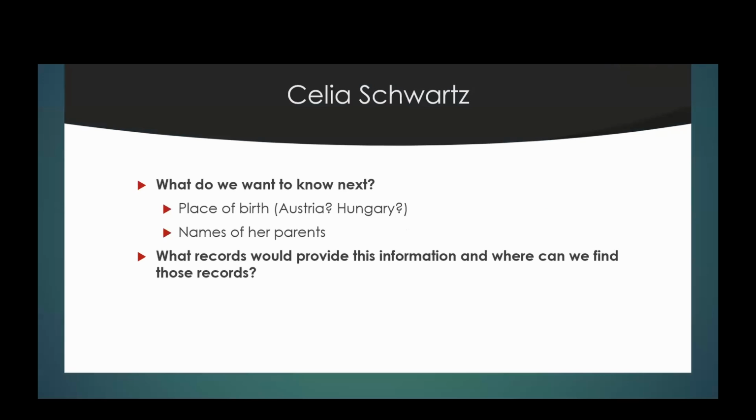So genealogical research really should proceed from the known to the unknown, from the most recent to the past. And so the things we really want to be able to get to are the generations before Celia. So I need to know where she was born. It's not going to be enough to search for records just putting in Austria or Hungary. And I need to know the names of her parents. So the question becomes, what records would provide that information? And then where would we find those records?